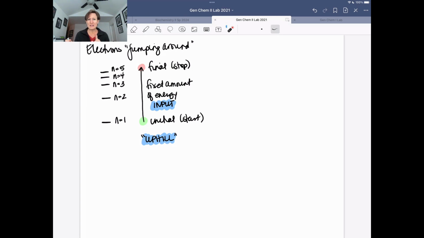And one thing that's really unique about these staircases is that the energy levels between the stairs are uneven. So imagine a staircase where the first jump is very big and then the next jump is not as big, and the jumps eventually get smaller and smaller.